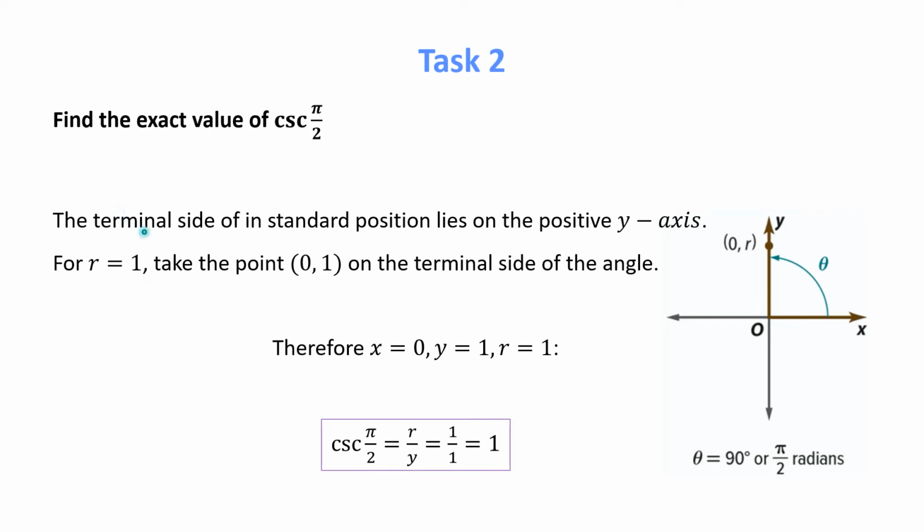So if you went through the steps, again, for r equals 1, you would have found that cosec pi by 2 equals 1.